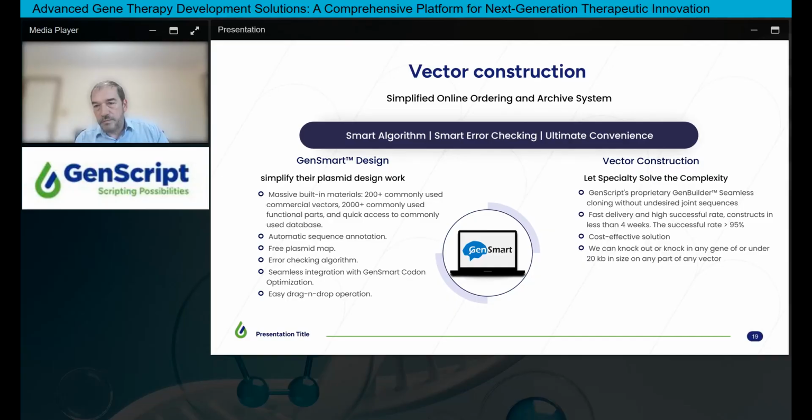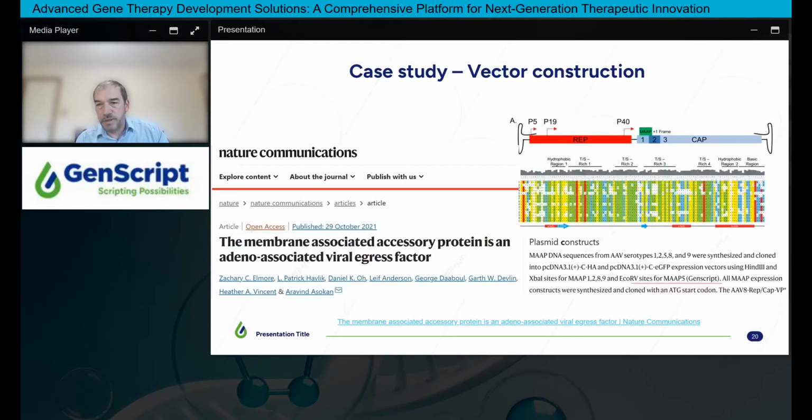We are very efficient in constructing vectors, a variety of them, with very high throughput and very fast speed. In this case study for vector construction, a customer contacted us. They wanted to improve AAV vector egress. We created several clones with different serotypes of the MAP gene from different serotype AAVs: 1, 2, 5, 8, and 9. After testing these different versions of the MAP gene in the vector, they were able to increase the viral egress successfully.